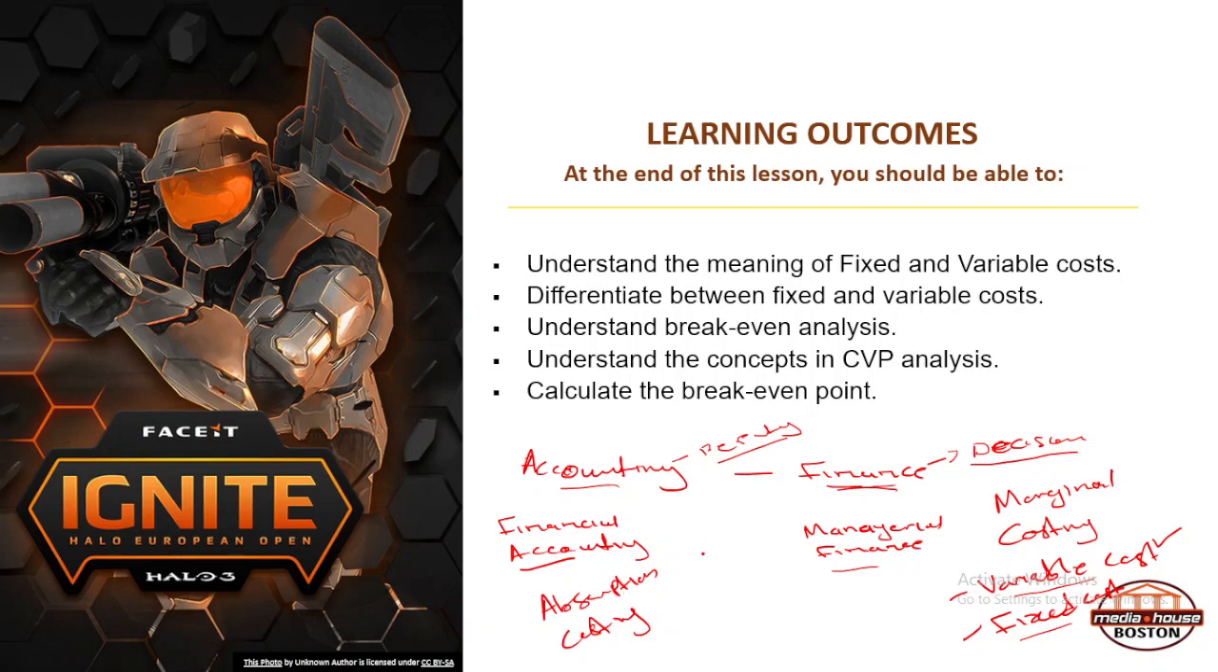Absorption costing is your normal one that says sales, cost of sales, and then it gives you your gross profit, and then you add other income. So this is normally your income statement. Absorption costing is your income statement, whereas marginal costing is a differentiation of the income statement. We break down everything based on the two concepts, variable as well as fixed cost, for decision making purposes. So under this lesson, this is what we are going to cover.